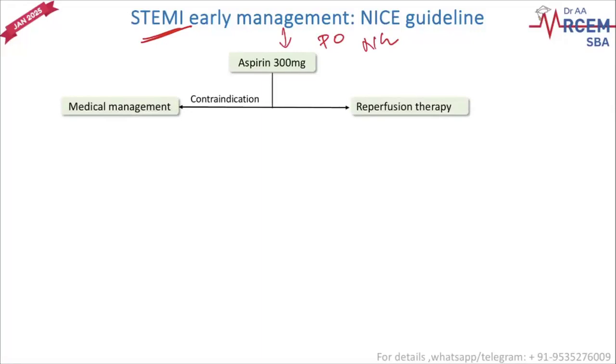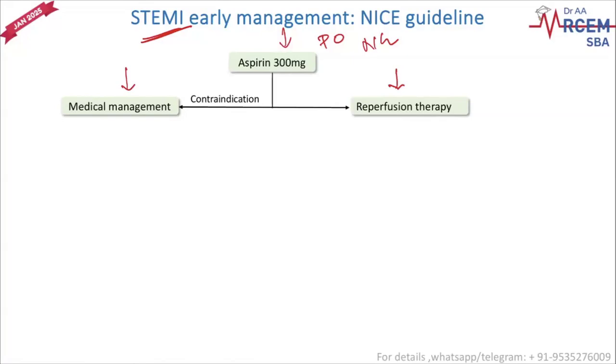Then most of the patients will go for reperfusion therapy. Very rarely, if not none, goes to the medical management. When reperfusion therapy is contraindicated, the only thing I can think of is someone who is on palliative care. That means he's already a known case of cancer stage 4, about to die in a few days. For that patient, doing a reperfusion therapy doesn't make sense. That patient goes to the medical management.